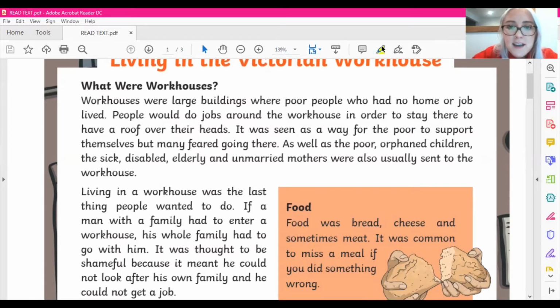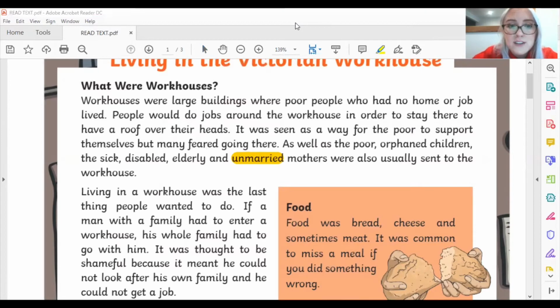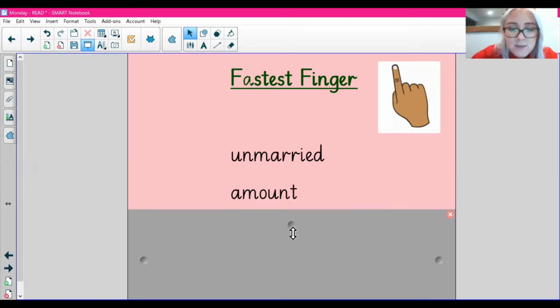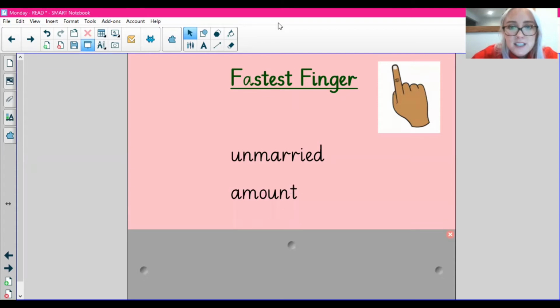I found it. When I found it, I'm going to highlight it just here. Unmarried. Great. Good. It's really important to practice our skimming and scanning skills because it will help us when we come to answer the questions. Let's have a go at skimming and scanning for one more word. Next word is amount.